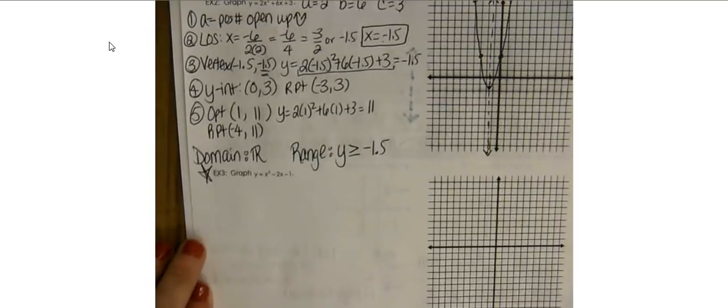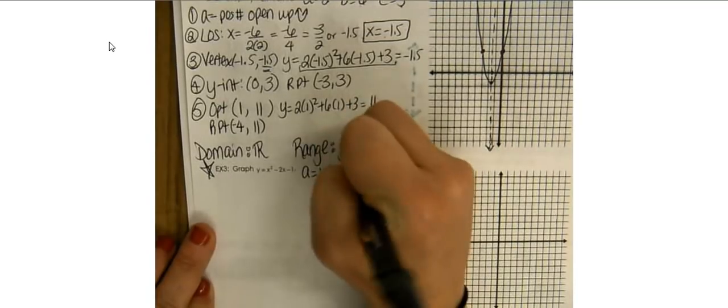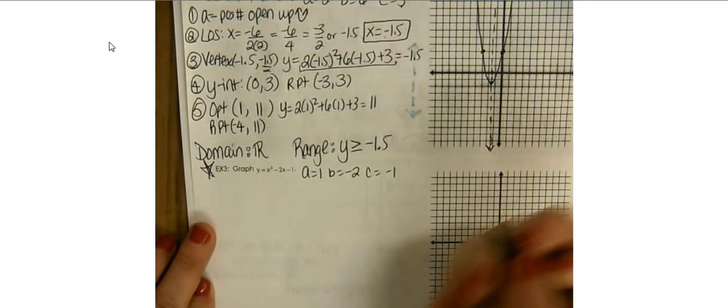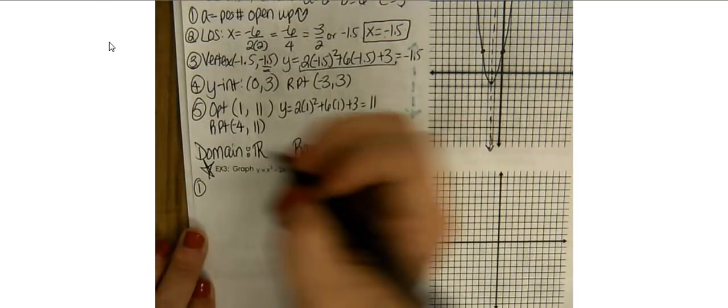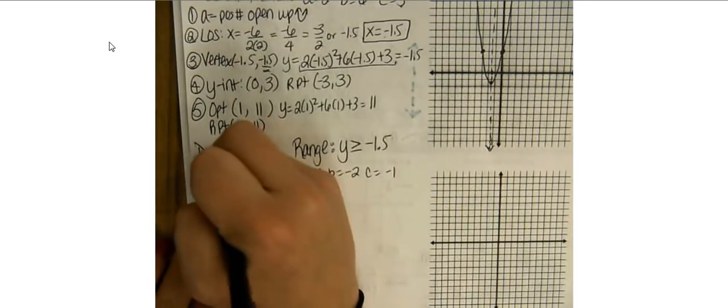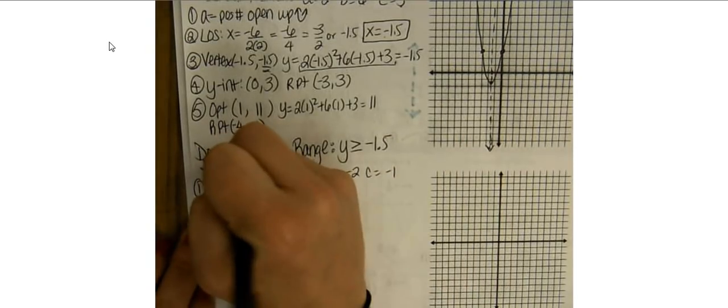All right, for number 3, we need to identify our A, B, and C. So my A value is equal to 1, my B value is equal to -2, and my C value is equal to -1. So the first thing we need to do is determine whether it's pointing up or down. And in this case, because my A value is positive, it's going to be pointing up. So I should have a parabola that's pointing up.